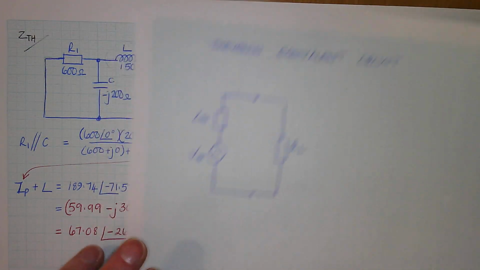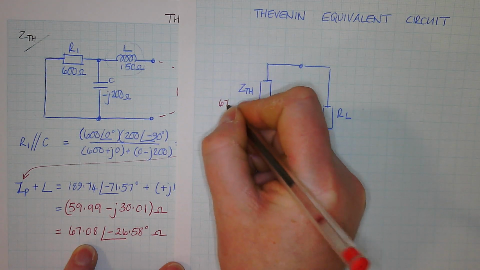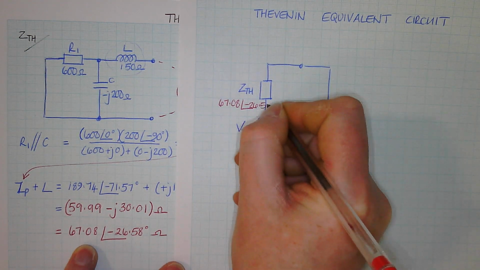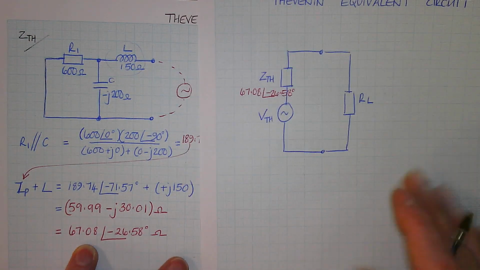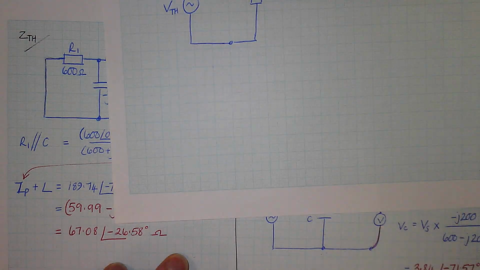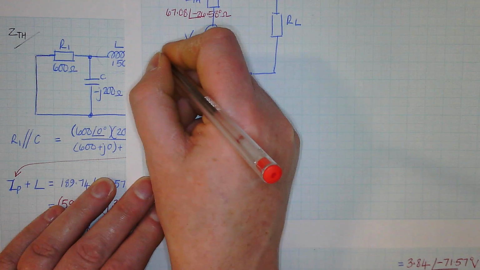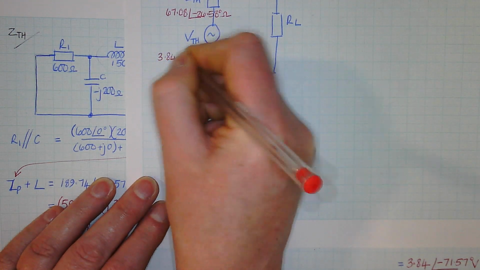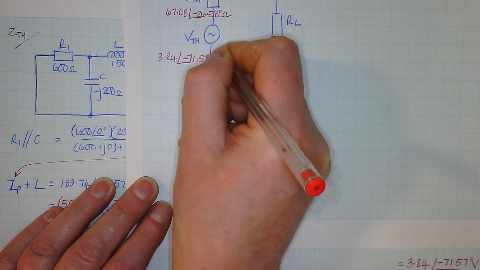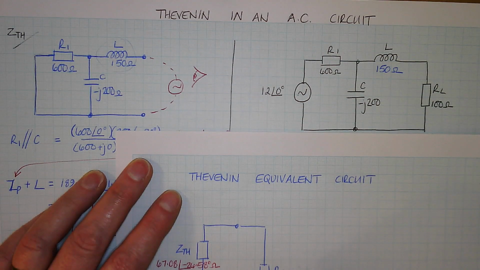So your Z Thevenin, that's that one there, that's 67.08 at an angle of minus 26.58 ohms. And your V Thevenin, which I've missed the volts for there, is 3.84 at an angle of minus 71.57. And your RL, taken from that circuit as well, is 100 ohms.